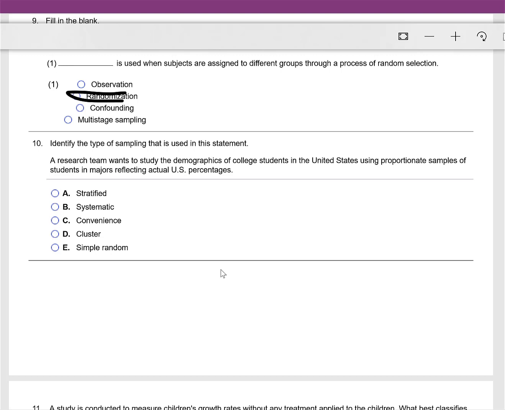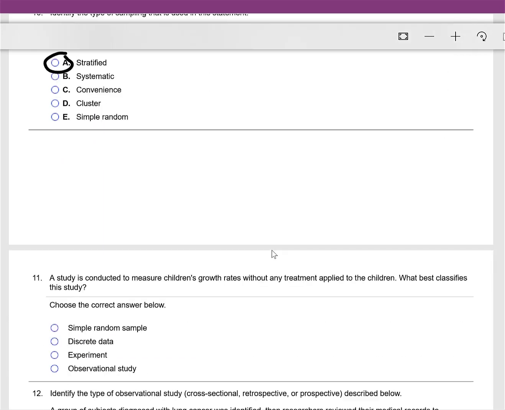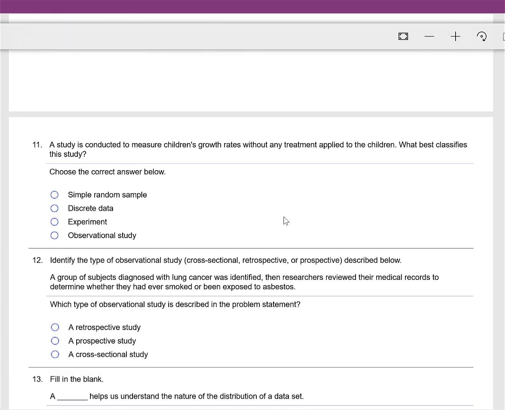A research team wants to study the demographics of college students in the U.S. using proportionate samples of students in majors reflecting actual U.S. percentages. They're going to go within the majors and take a sample within each of those, and that's what we call stratified. We have them in groups with a common characteristic. A study is conducted to measure children's growth rates without any treatment applied to the children. It's not an experiment, so it has to be an observational study.